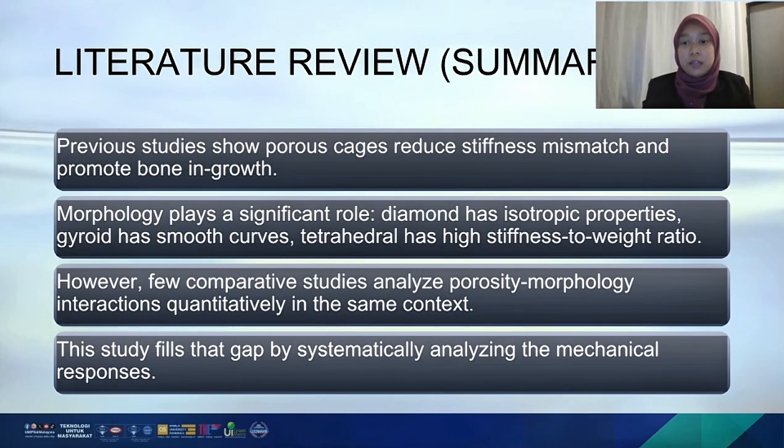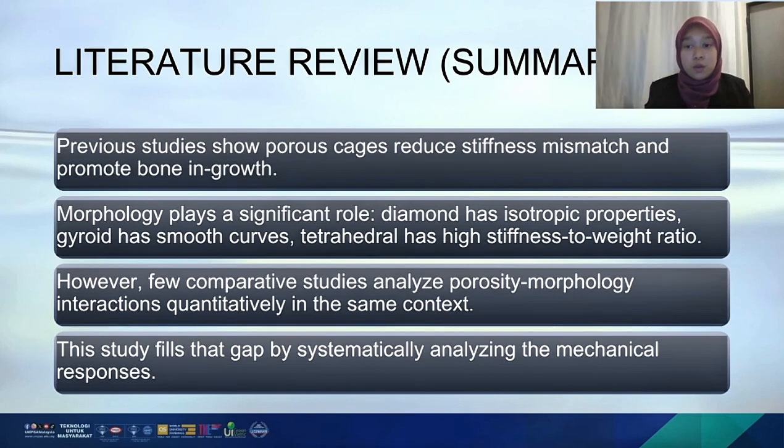Let's talk about the literature review. Previous studies showed that porous cages reduce stiffness mismatch and promote bone ingrowth. Porous spinal cages help the implant behave more like natural bone. This reduces stiffness mismatch, which is when the implant is too stiff and takes most of the load, causing stress shielding and weakening nearby bone.